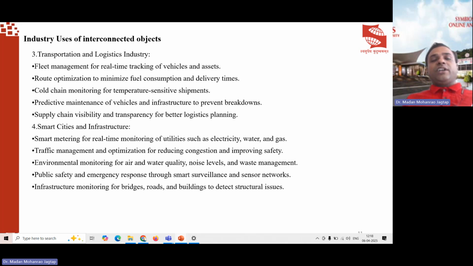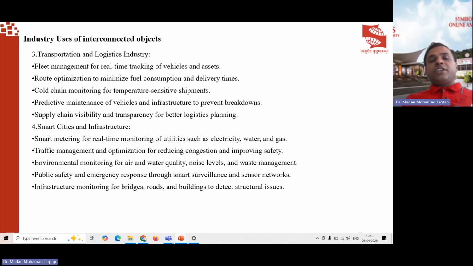Smart metering for real-time monitoring of utilities such as electricity, water, and gas. So, with the help of interconnected objects, we can measure the utilities such as electricity, water, and gas for the smart city through smart metering. We can do real-time monitoring. Based on that, we can charge some amount for particular consumption.